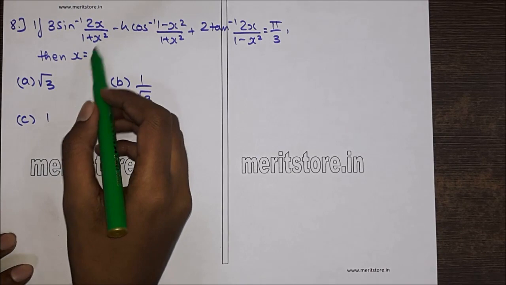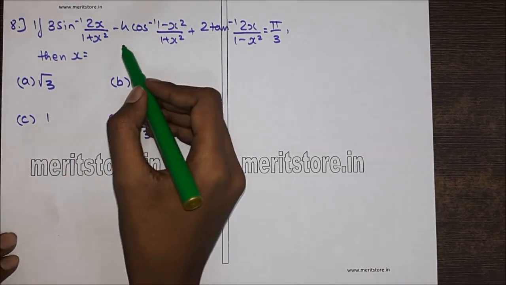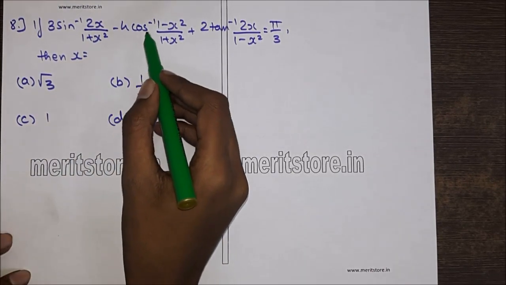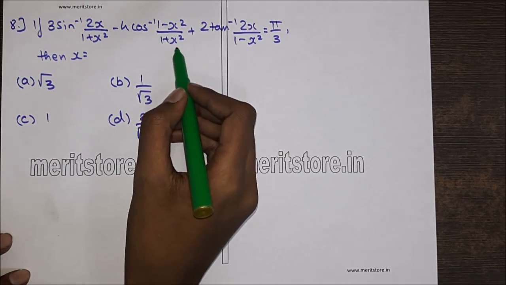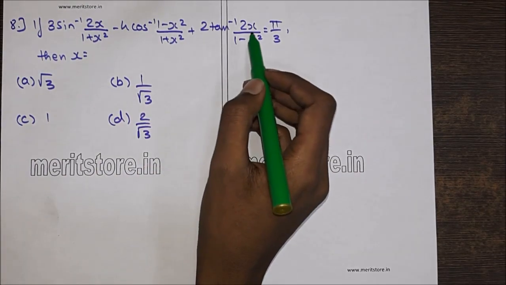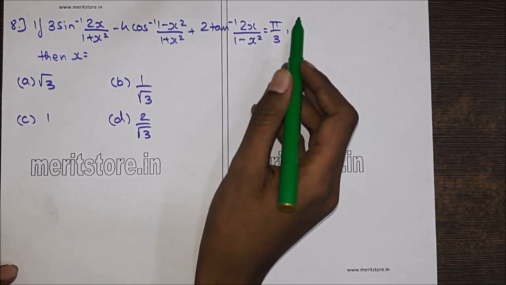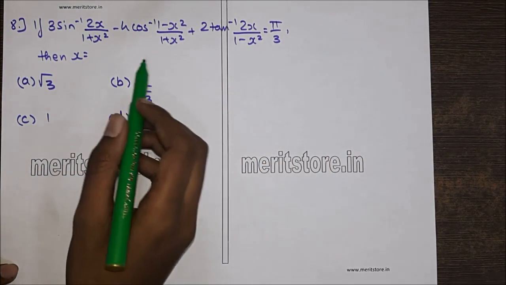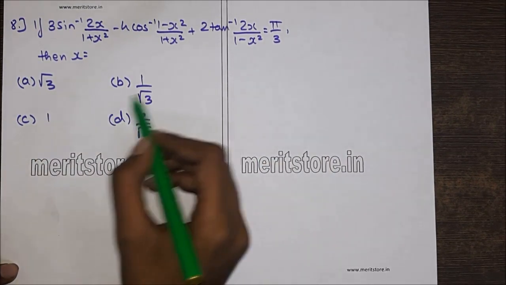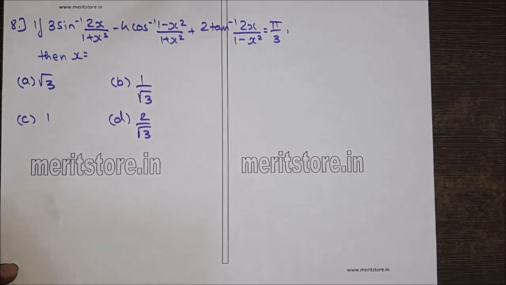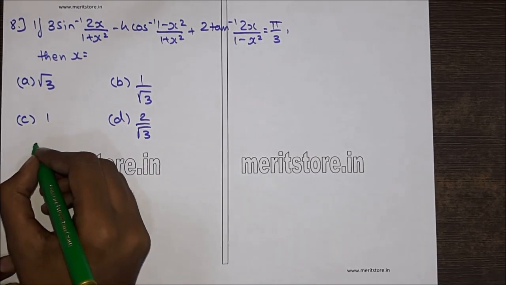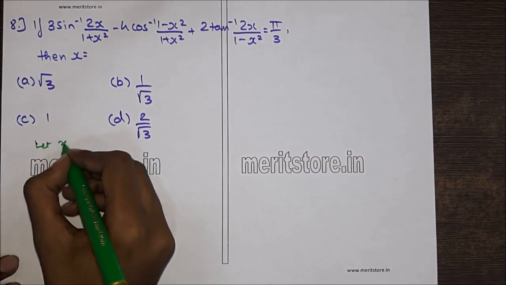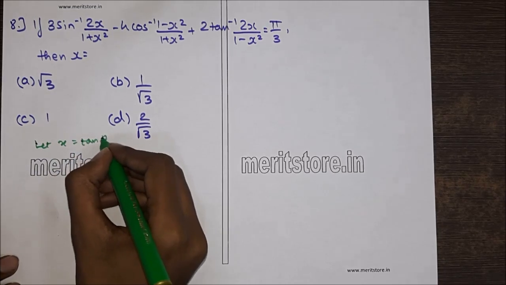If 3 sin inverse of 2x upon 1 plus x square minus 4 cos inverse of 1 minus x square upon 1 plus x square plus 2 tan inverse of 2x upon 1 minus x square is equal to pi by 3, then x equals what? Options are root 3, 1 by root 3, 1 and 2 by root 3. First we take, let x equals tan theta.